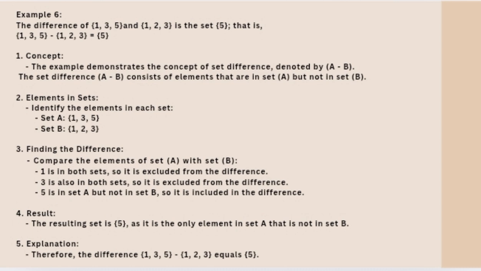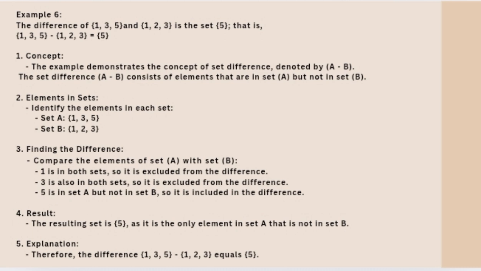The second step is elements in sets, which is to identify the elements in each set. Set A is {1, 3, 5} and set B is {1, 2, 3}. The third step is finding the difference. Compare the elements of set A with set B. 1 is in both sets, so it is excluded from the difference. 3 is also in both sets, so it is excluded. 5 is in set A but not in set B, so it is included in the difference.